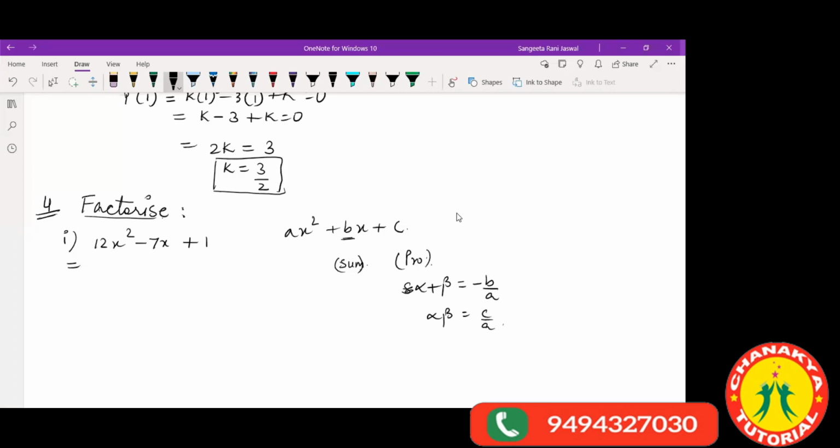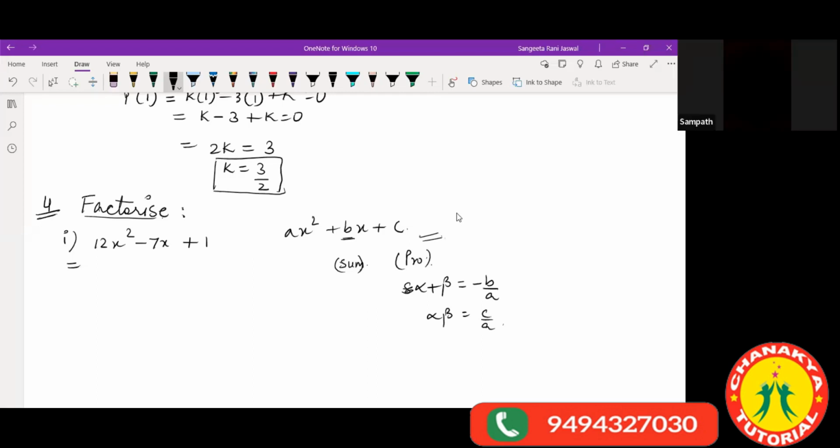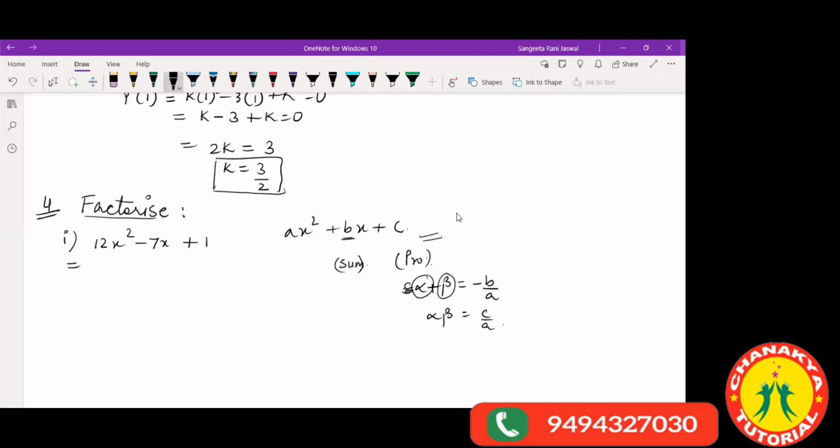You remember this? Ma'am, this was not taught in my school. Alpha and beta are just the zeros of this polynomial. What it is saying is the sum of the zeros of the polynomial is minus b by a, and this is alpha beta. So anyways, if you have not studied this, have you studied about splitting the middle term?